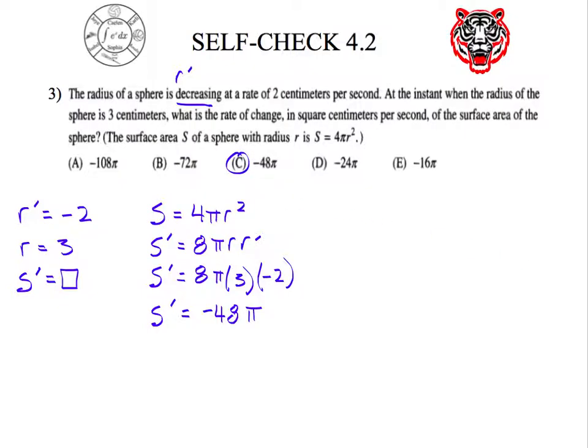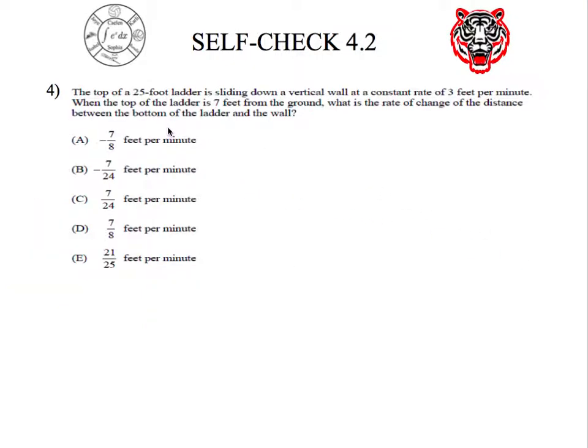All right, and finally, number 4. The top of a 25-foot ladder. Okay, it's a ladder, it's a triangle problem, so let's make a picture. We're going to have our ladder. The hypotenuse is the ladder, and we'll say that this is C. C is equal to 25.